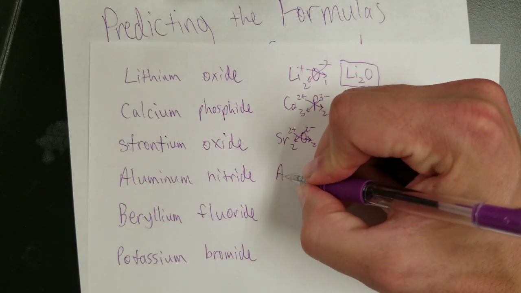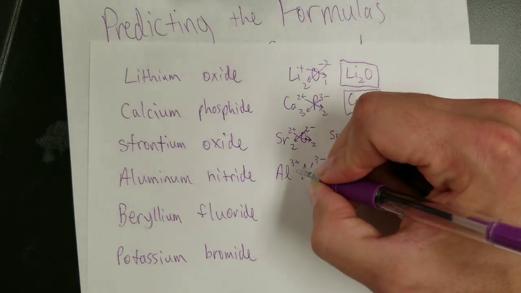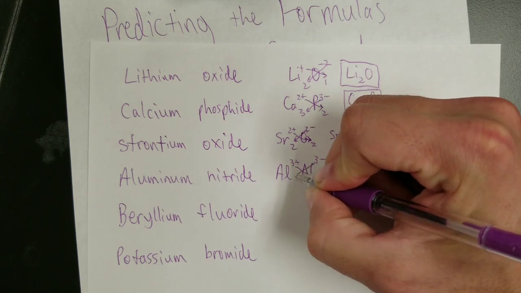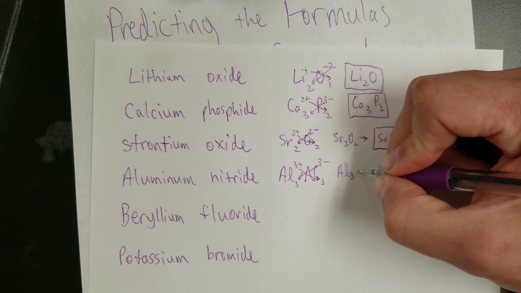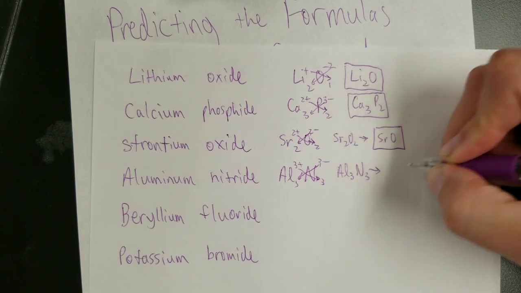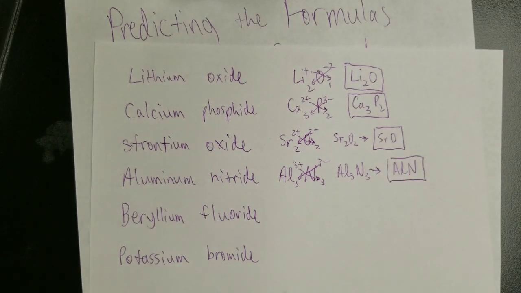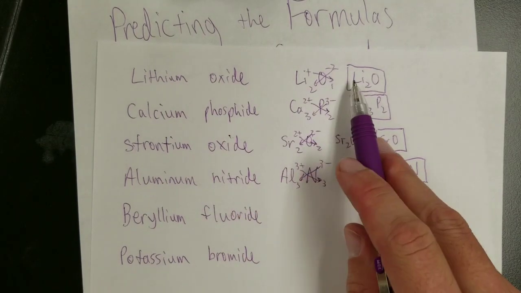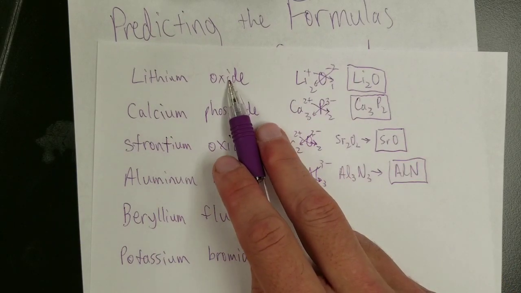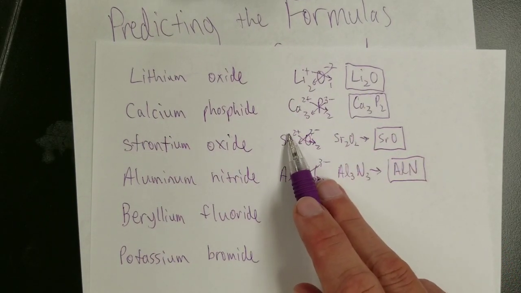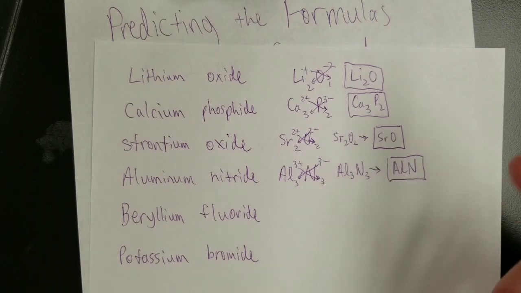Aluminum nitride, that's aluminum 3+, nitrogen 3-. I bring the numbers down, giving me 3 aluminums and 3 nitrogens, which is a 3 to 3 ratio, the same as a 1 to 1, so aluminum nitride. Notice the pattern, by the way. The cation always goes first, the anion always goes second. Cation positive, anion negative. So the positive one's always first, the negative one is always second in the formula.